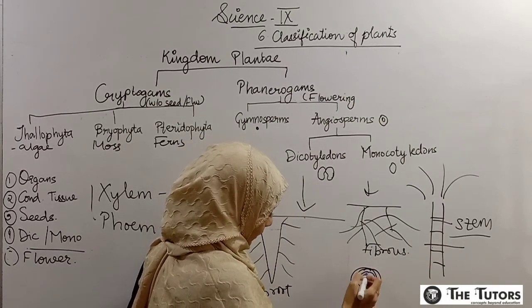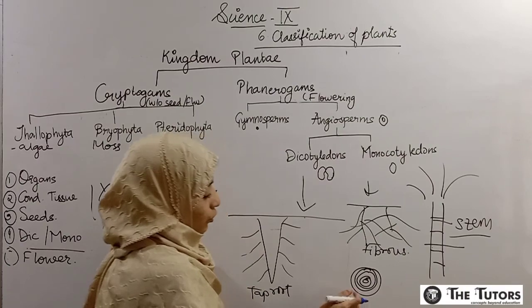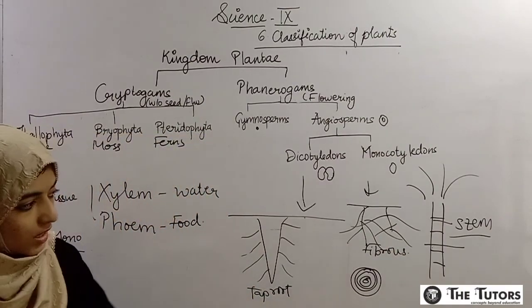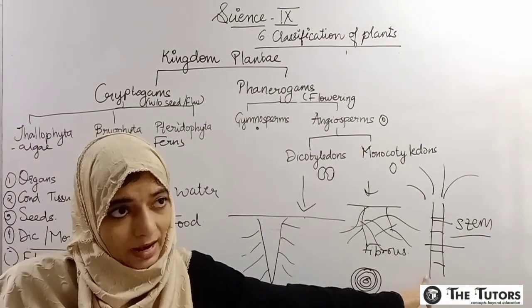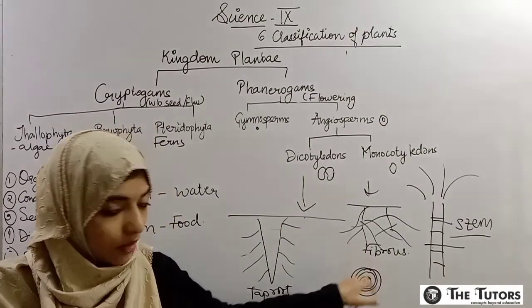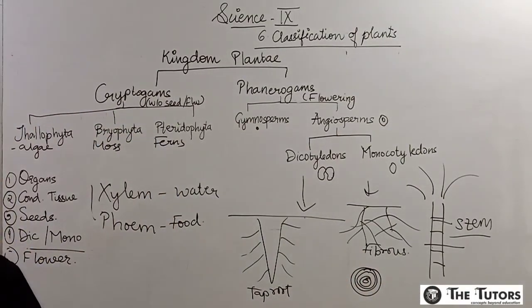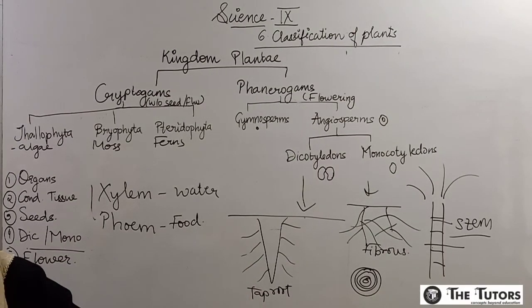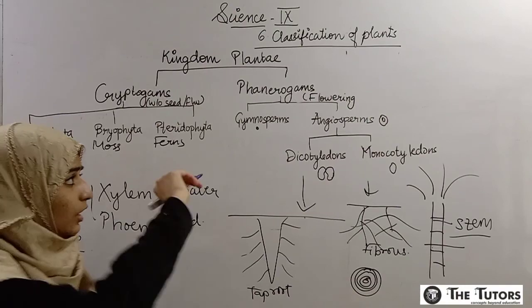When you cut, you will get a disc, like an onion. So when you cut this plant, you will get this onion-like structure. Then the leaf of a dicotyledon has reticular venation, and the leaf of a monocotyledon has parallel venation.